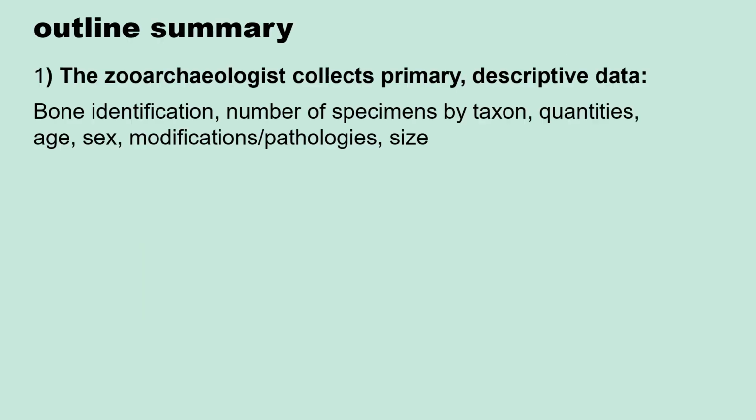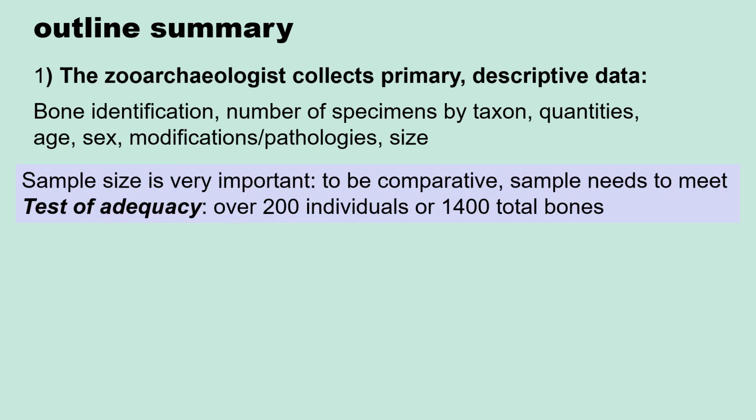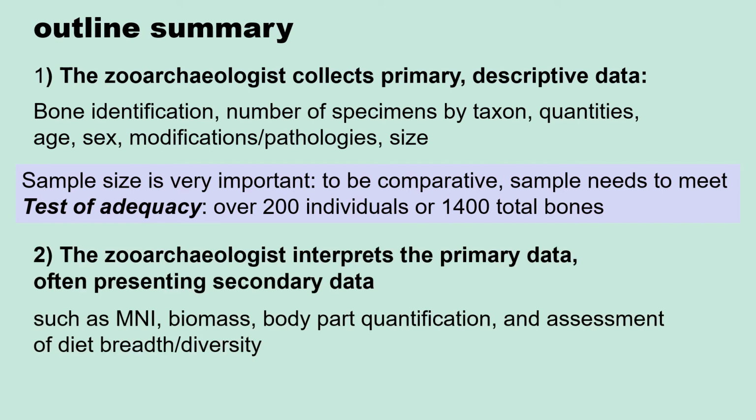To summarize, the zooarchaeologist collects primary descriptive data, such as bone identification, number of specimens by taxon, quantities, age, sex, modifications, pathologies, and size. Sample size is very important. To be comparative, your sample needs to meet the test of adequacy. Over 200 individuals, or at least 1,400 total bones.